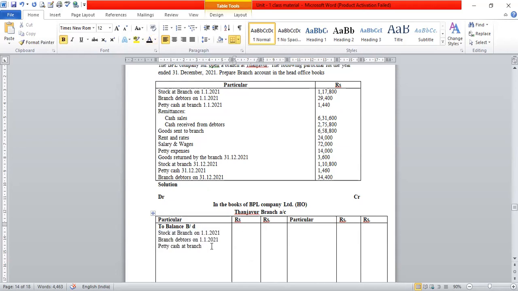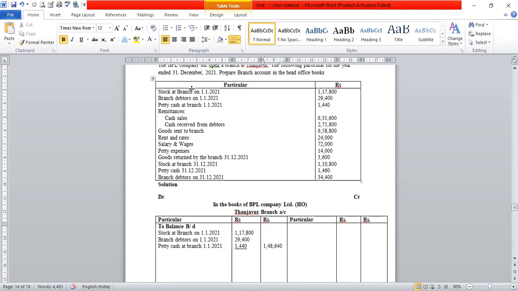So petty cash at branch is the same as the beginning. The values are 1,17,800, 29,400, 1,440. So altogether, what is their total? One second. Okay, their total is 1,48,640. That is the addition of these 3 values.